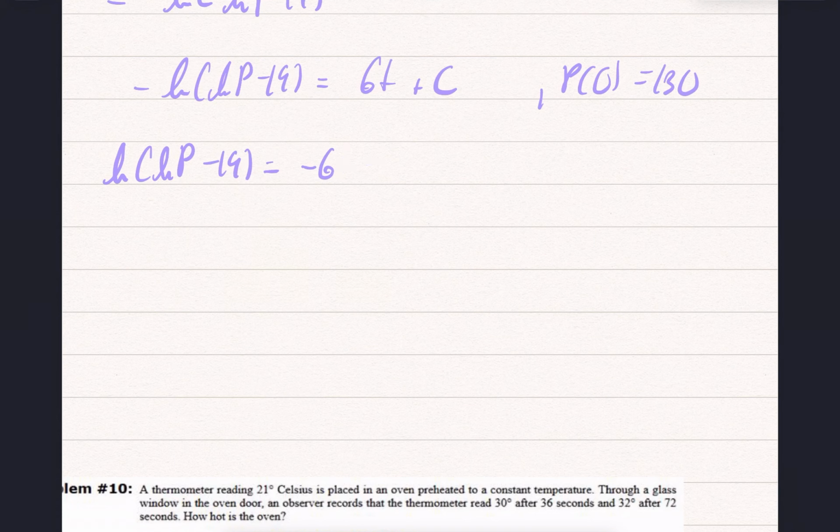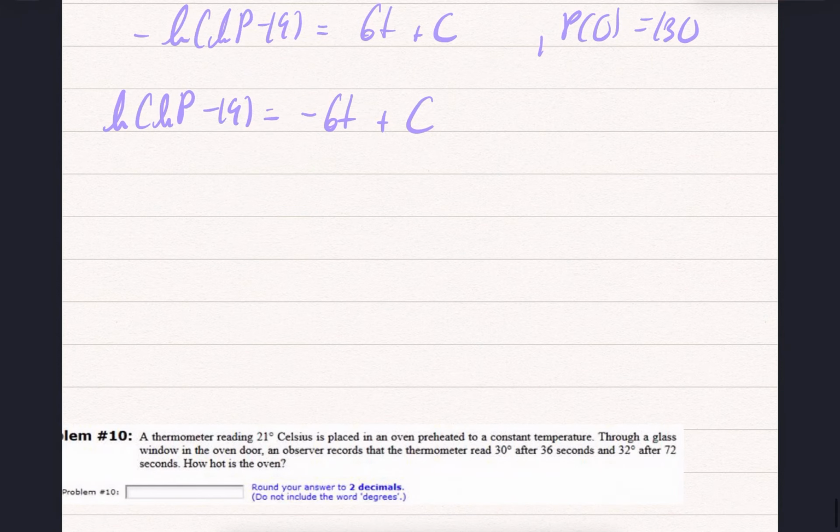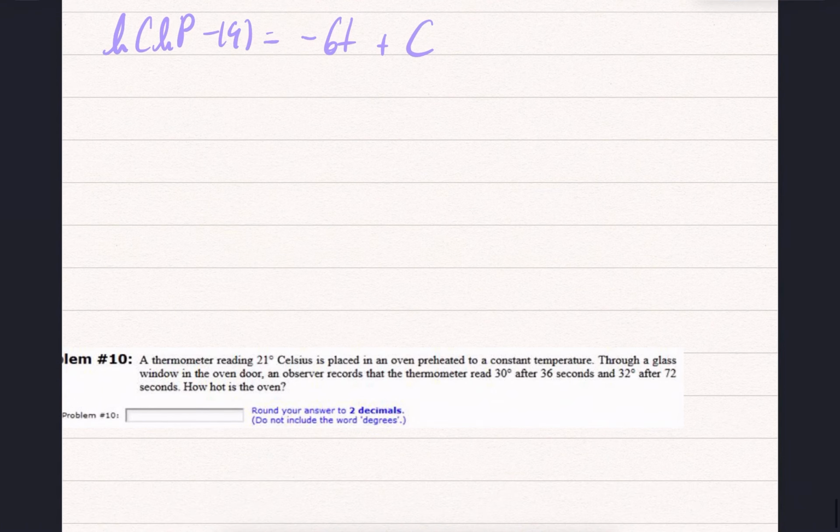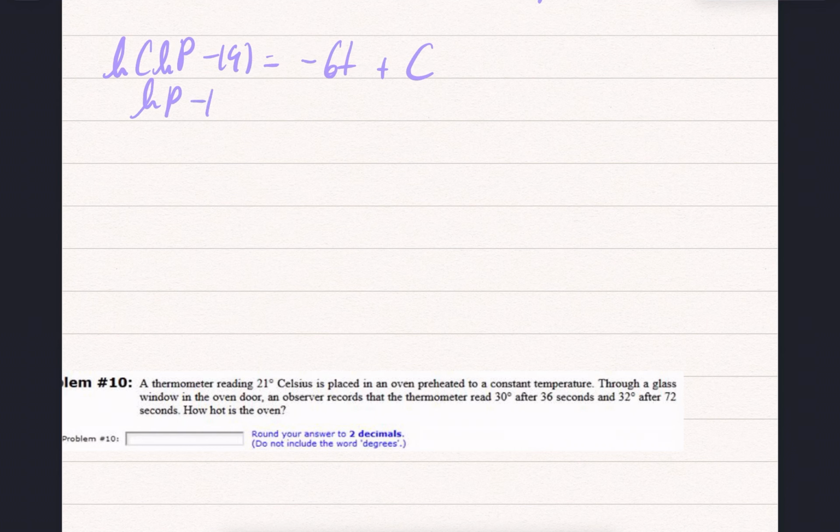And you know what I'll do? It's even better than that: I'm just going to go negative 6t, and I'm going to let that c absorb that negative as well. Whenever you multiply, you can't change that sign, so it stays positive. Whenever you raise your equation to a power of e, just know that it becomes a multiplication. You'll get used to it over time. So first time I raise it to a power of e, I'm going to have ln p minus 19 equals c times e to the negative 6t.